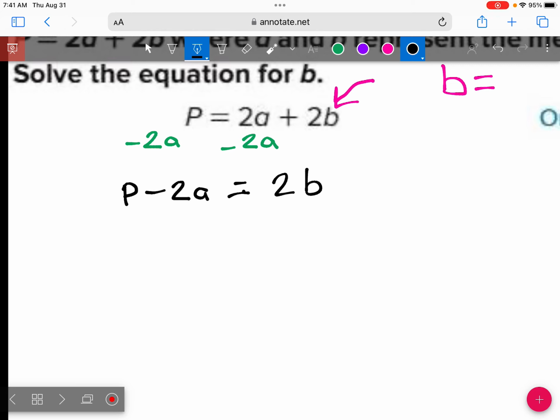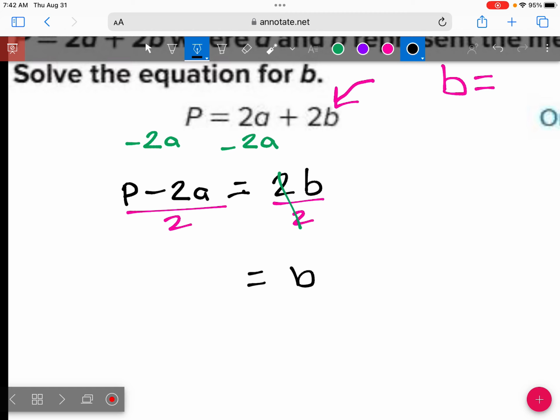How do I get b by itself? I don't care what's over here. I want to know how to get b by itself. Over 2, divided by 2. I need to get this 2 away from the b. So we're going to divide this side by 2 and this side by 2. So we're going to have b equals, because those 2s cancel, 1/2 p minus a. Careful.